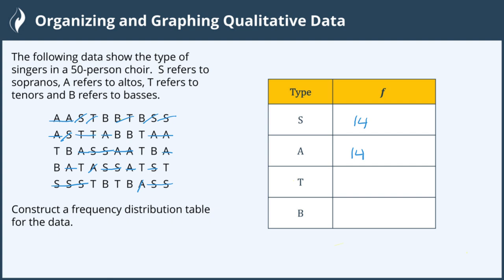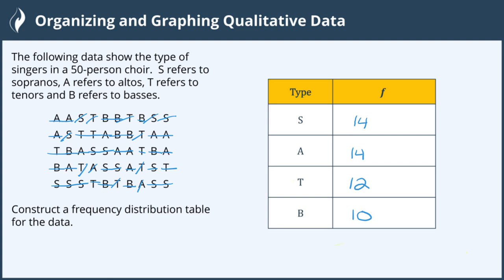1, 2, 3, 4, 5, 6, 7, 8, 9, 10, 11, 12 tenors. And 2, 3, 4, 5, 6, 7, 8, 9, 10 basses.